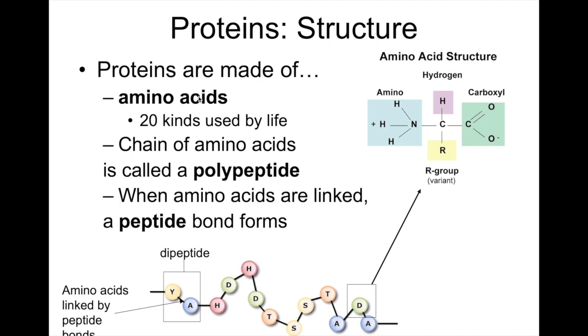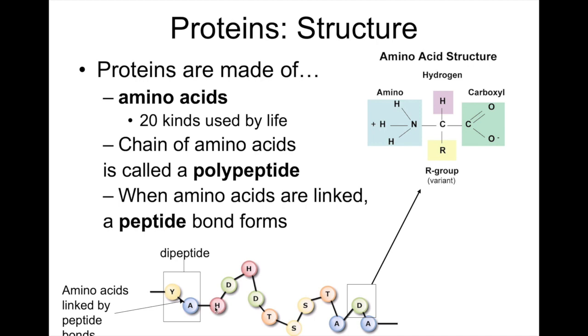So proteins are made of amino acids. There's 20 kinds that living things use. We put amino acids together, and these are called peptides. So we have a polypeptide. Dipeptide would be two together, tripeptide, tetrapeptide, but basically poly means many peptides. And these letters actually represent a code for different kinds of amino acids.